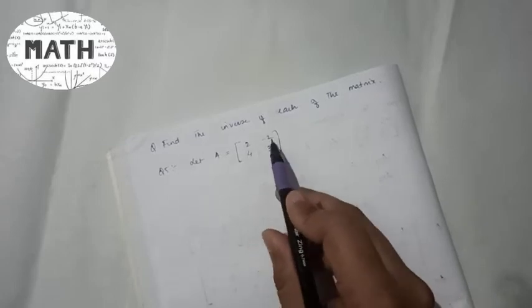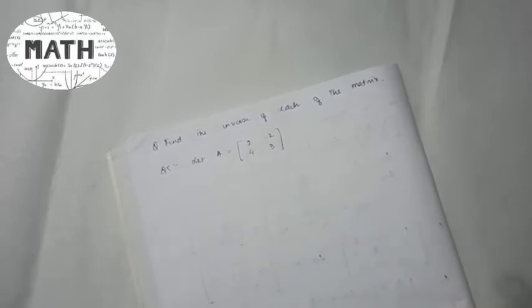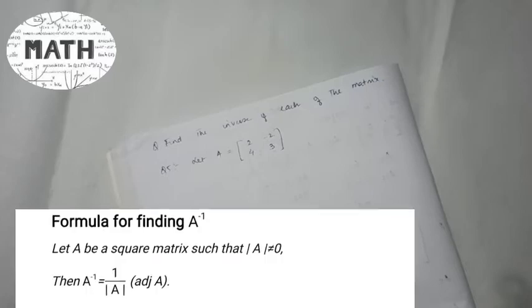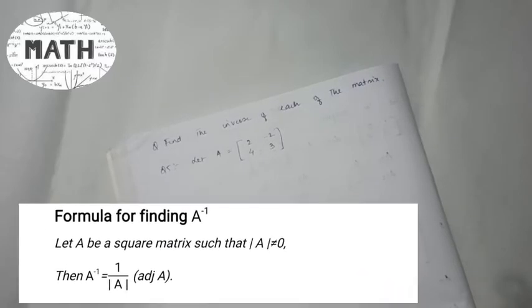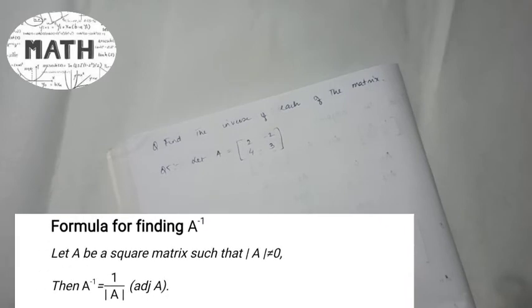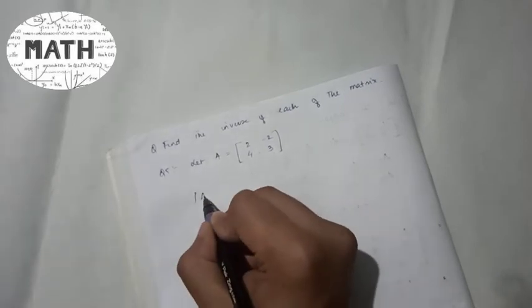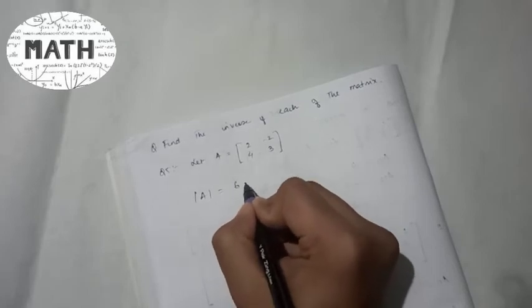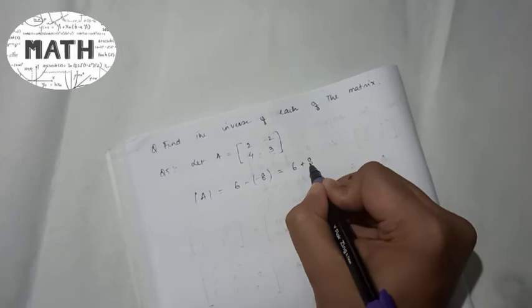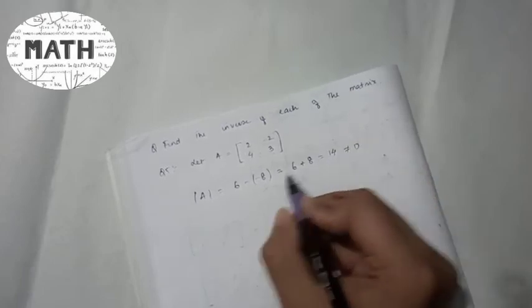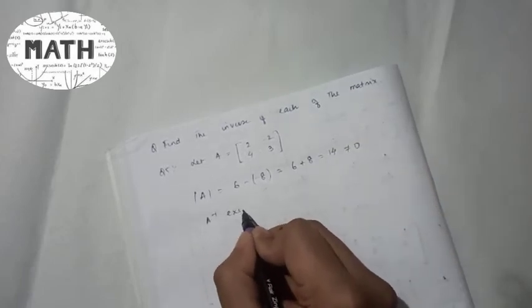Alright, let me jump. It's given: find the inverse of each of the matrices. Question number 5 is given to be [2 -2; 4 3]. Before we find the inverse, in order to find the inverse, we just have to see that it's a non-singular matrix. So I have to find the determinant of A first. The determinant of A would be 6 minus 4 times (-2), that is 6 plus 8, which is 14. So in short, A inverse exists.